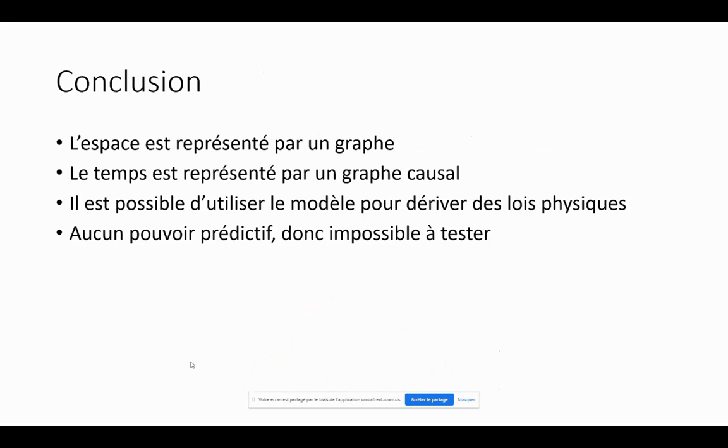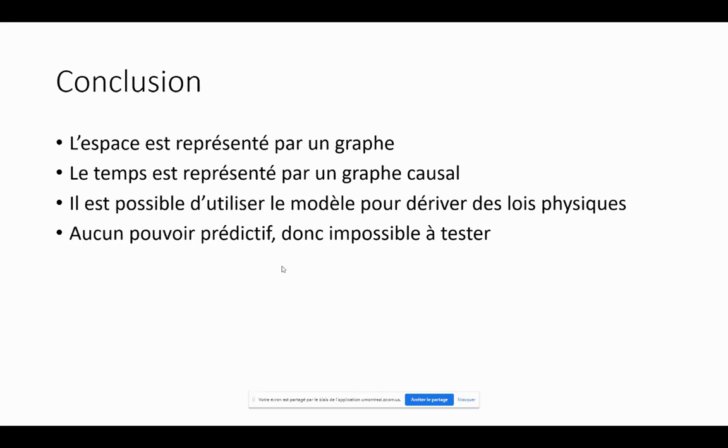Wolfram et ses collaborateurs arrivent à utiliser le modèle pour dériver certaines lois physiques. Mais les critiques disent que c'est surtout greffer des lois à une espèce de modèle philosophique plus qu'autre chose. Entre autres, il n'y a aucun pouvoir prédictif à cette théorie-là, autre que celui qui est déjà donné par les théories déjà existantes. Donc, ce n'est pas vraiment possible pour le moment, du moins, de tester la théorie.